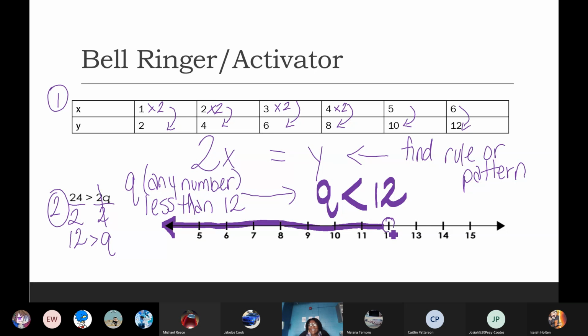Is 12 less than 12? No, it's equal to it. So I'm not going to shade this. I'm going to put a circle over the 12, and I'm going to shade any number that is less than 12 on my number line.